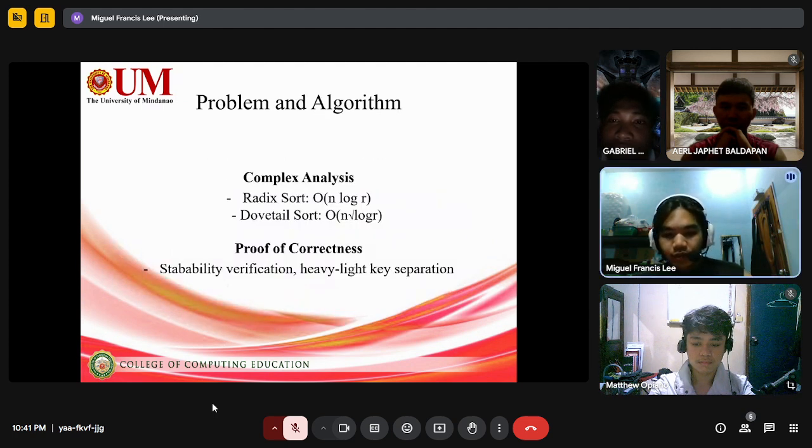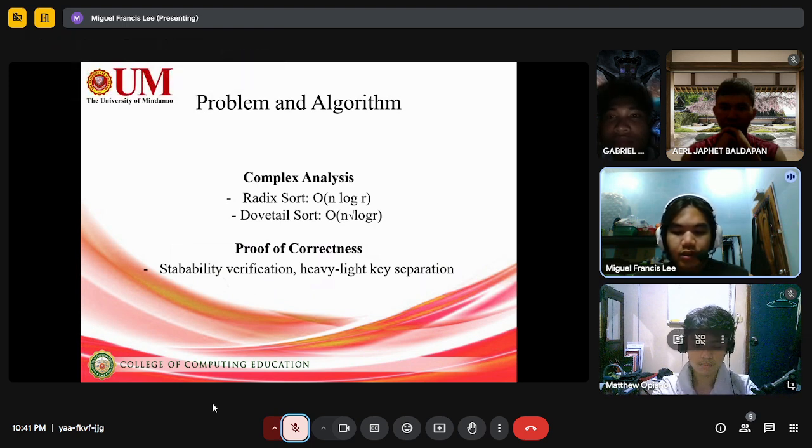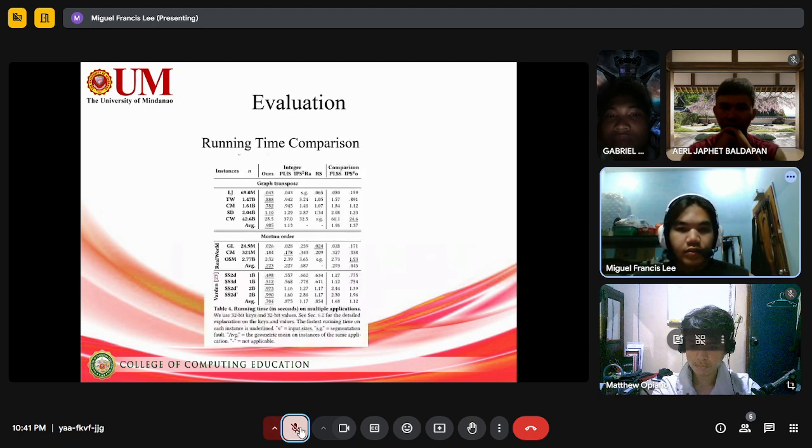So, in terms of the complexity, radix sort operates at big O of n log r, whereas dovetail sort achieves big O of n times the square root of log r, which shows significant theoretical efficiency. We also verify the algorithm's stability and correctness through mathematical proof and implementations.